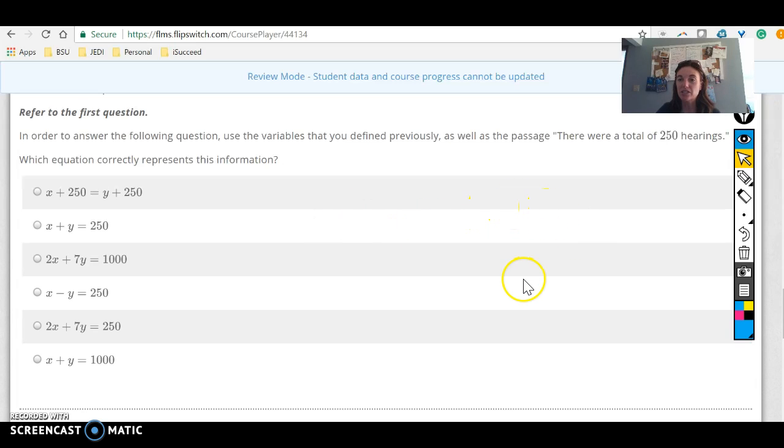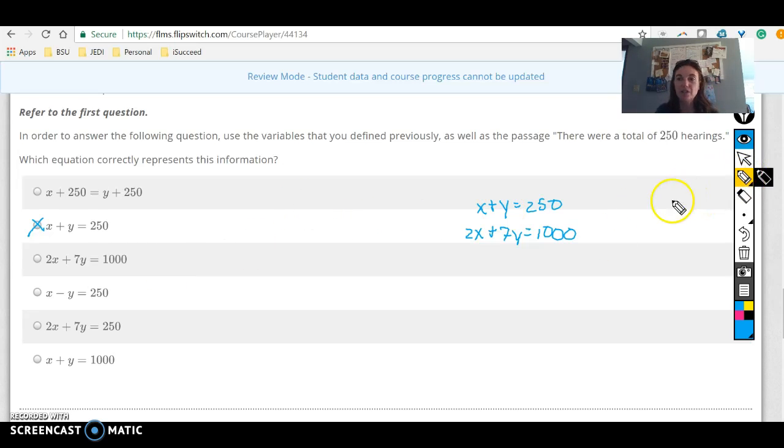And in this passage, there were a total of 250 hearings. So doesn't that say to us that x plus y equals 250? It totally should. So that's the right answer there. And then remember 2x plus 7y equals 1,000. That's our other equation. It's not the right answer to this question, even though it's listed here. It's the right answer to the previous question.